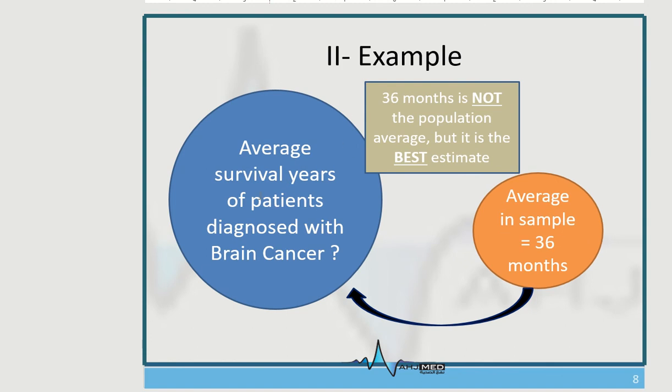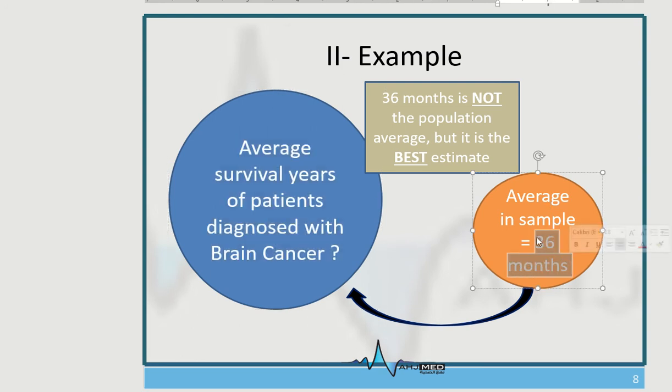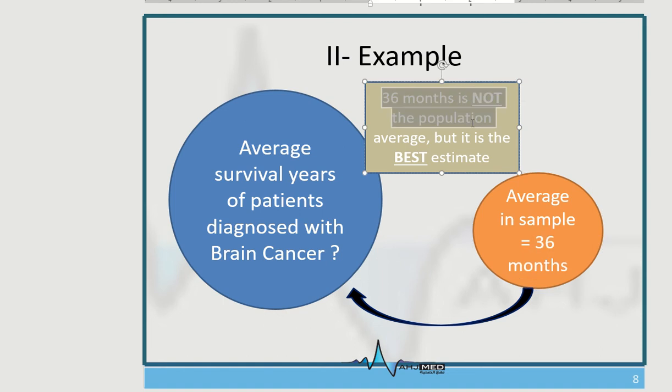Here's another example: average survival in years of patients diagnosed with brain cancer. I need to know everybody who ever had brain cancer to calculate their average survival in years and get the real value, which is not feasible. So instead, I take a sample of patients that have brain cancer, I calculate their survival, and I come up with 36 months. So 36 months is not the population average, but it's my best estimate of the population. That's the best thing I can do so far.